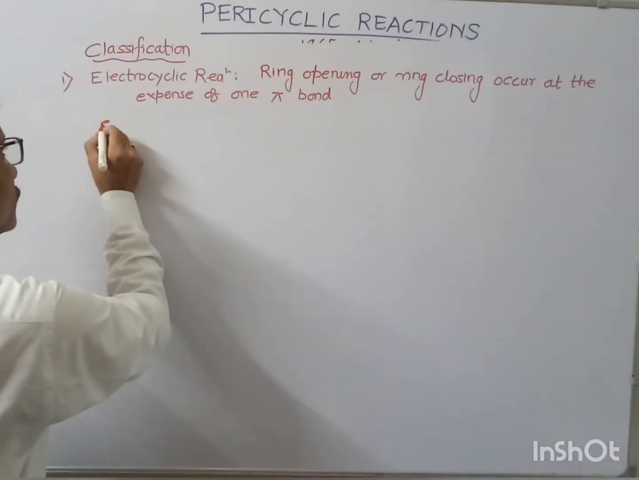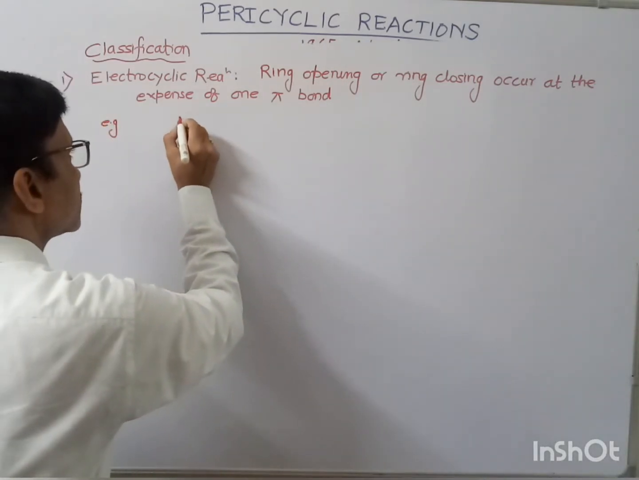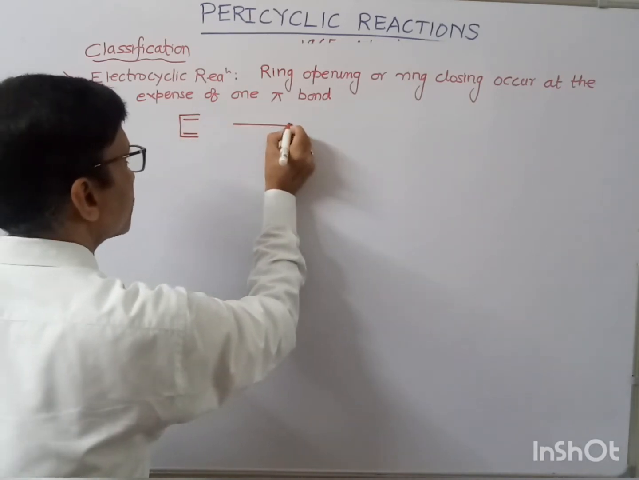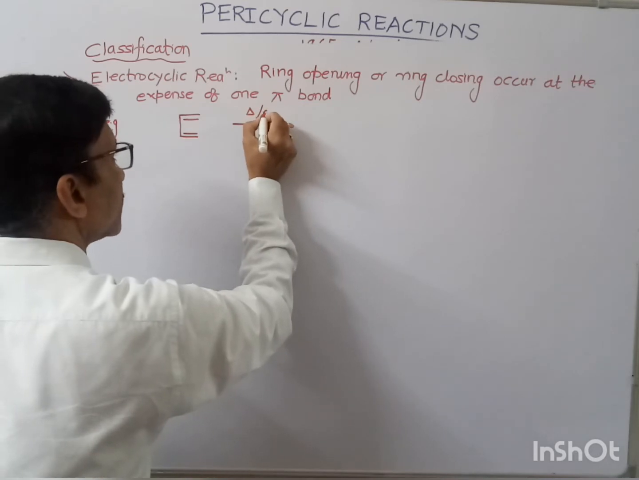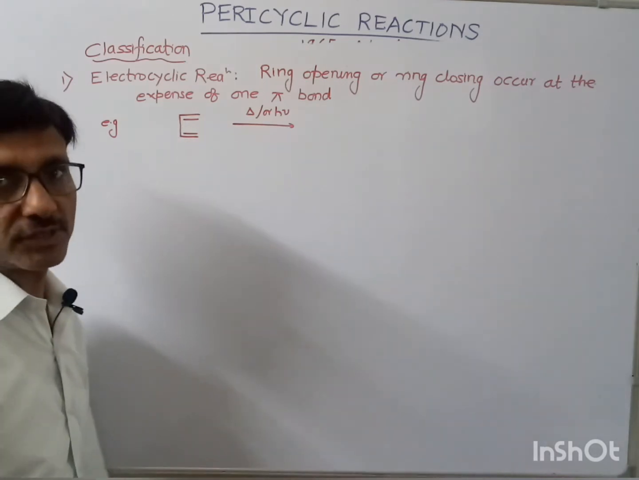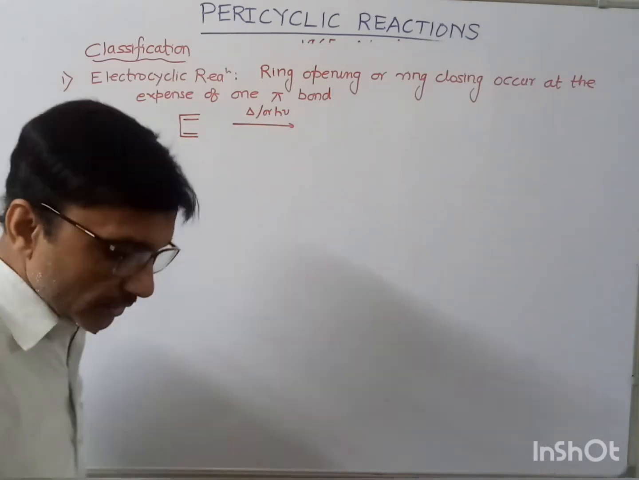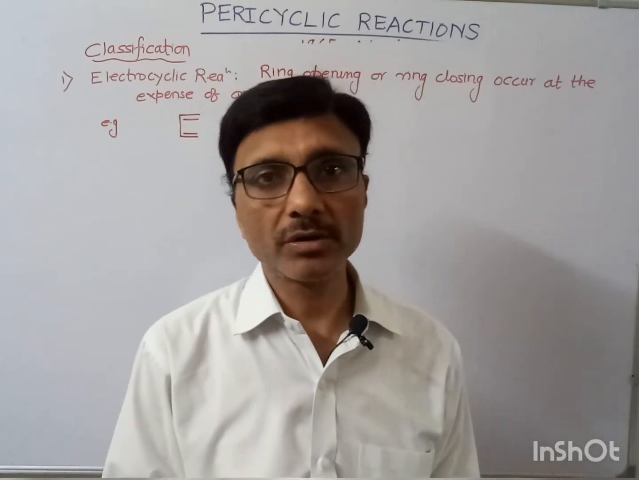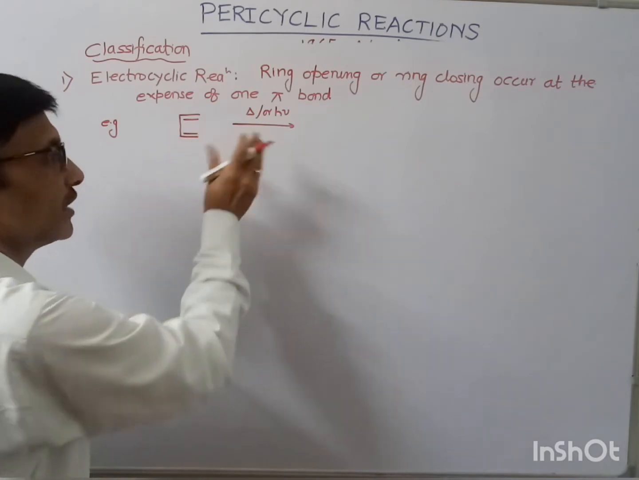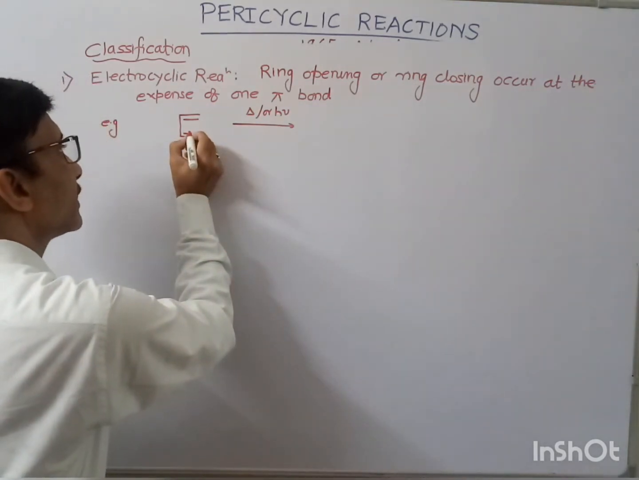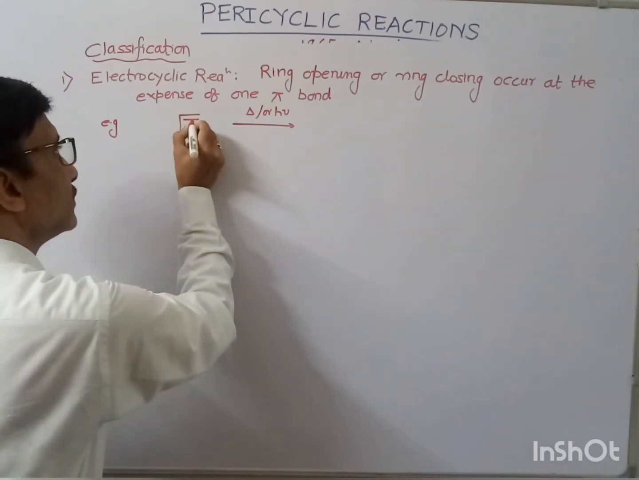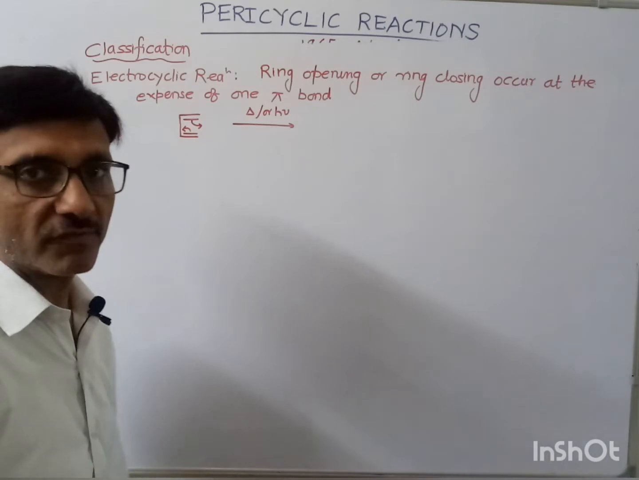Now for example, suppose it is butadiene, and in presence of either heat or light, the ring closing of this will occur. As I told you, a cyclic shift of electrons takes place in pericyclic reactions. So when this molecule acquires the energy, the pi electron cloud, which is loosely held, will shift such that the ring gets closed.